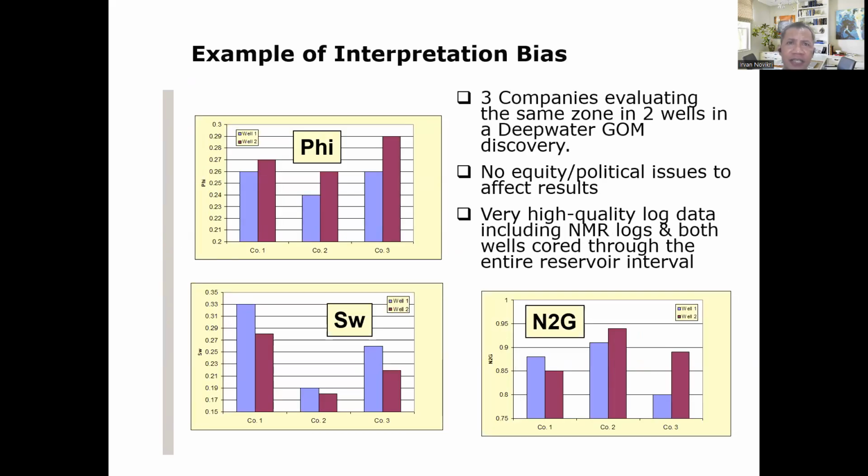Herein is an example of interpretation bias, a scenario where three different companies are evaluating the same zone in two wells within, I think, a deep water Gulf of Mexico discovery. The context specifies no equity or political issue that could influence the result. Of course, the data quality is high, including magnetic resonance log scoring through the entire reservoir interval in both wells. The term highlights the potential subjective bias, preconceived notions that influence the interpretation of the data and subsequent conclusions drawn by the companies involved.